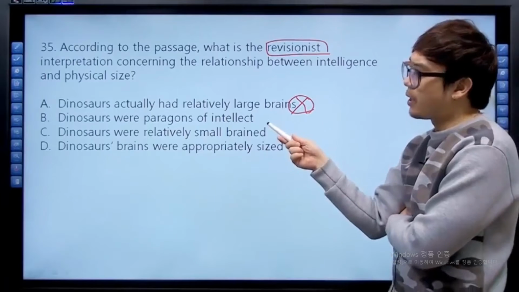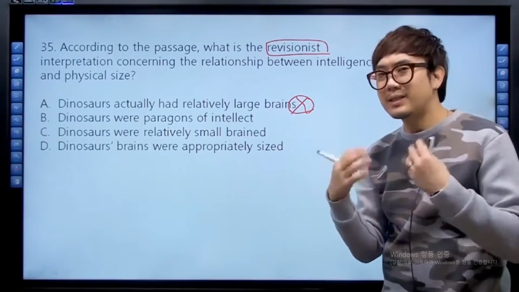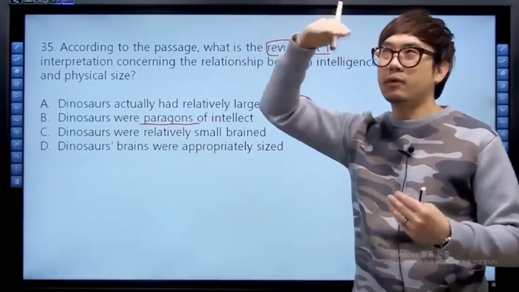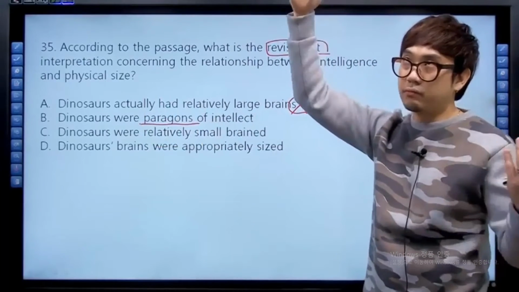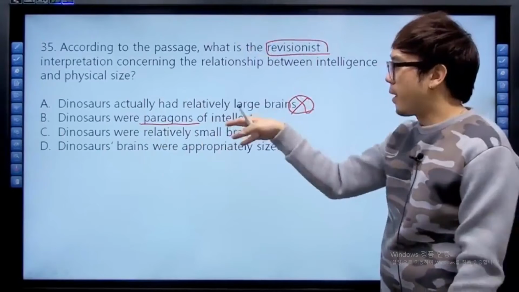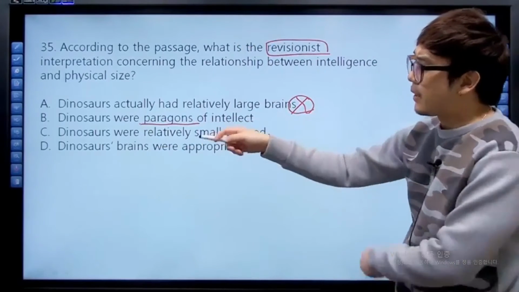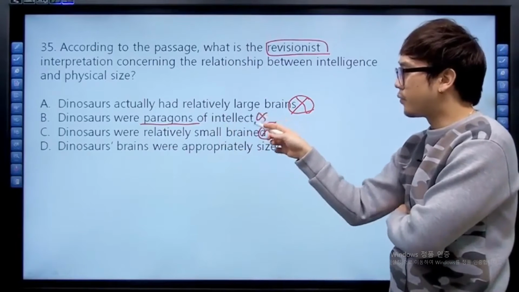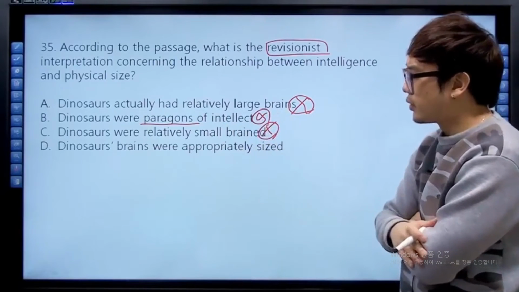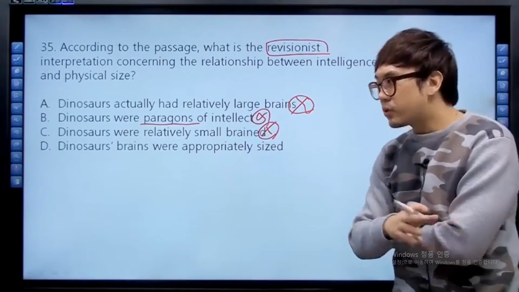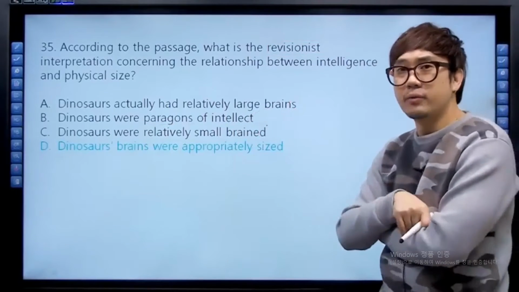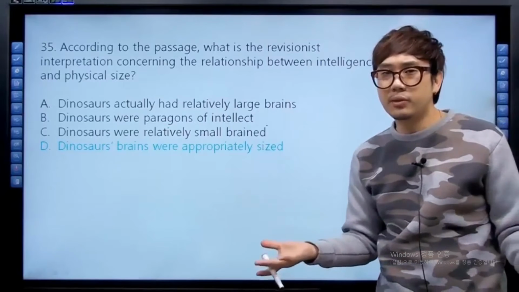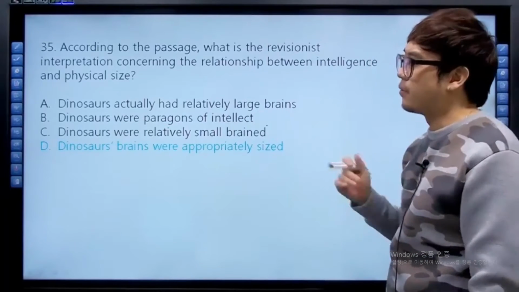Dinosaurs were paragons of intellect. Not really. We're not saying that the dinosaurs were paragons, which is like the high tower, the peak, the ultimate overpowering, right? Paragons of intellect, no. Dinosaurs were relatively small-brained, no, that's what we thought, right? Not the revisionist. And dinosaurs' brains were appropriately sized, that's what we read, and so therefore, D should be the answer, right? Easy as that. It's very simple. Simple conclusions, simple answers, and you've already read that, so that would be good, right?